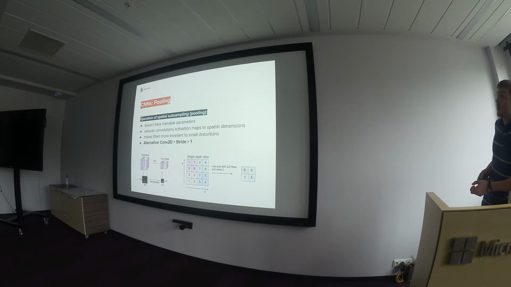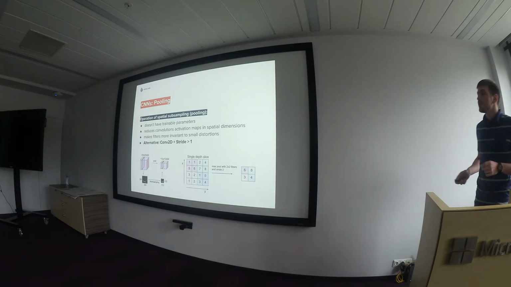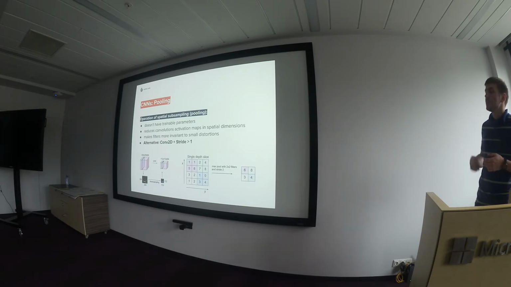And such a thing in general makes your network more invariant to small distortions, because if we have here 4, 4, 5, 6, then the maximum is also 6. You can use the average of these numbers or the minimum in some tasks, but the most commonly used kind of pooling is max pooling, because it tends to work better in practice.